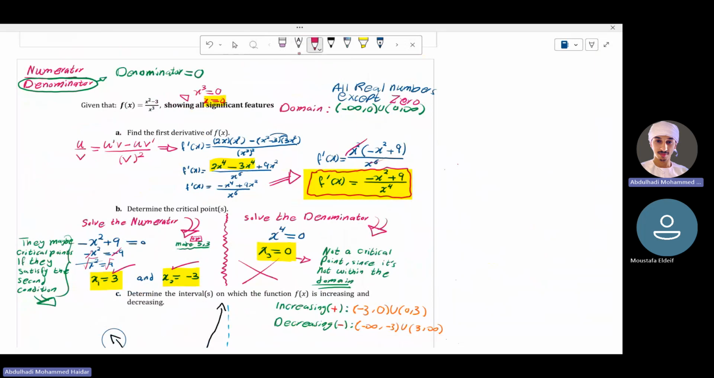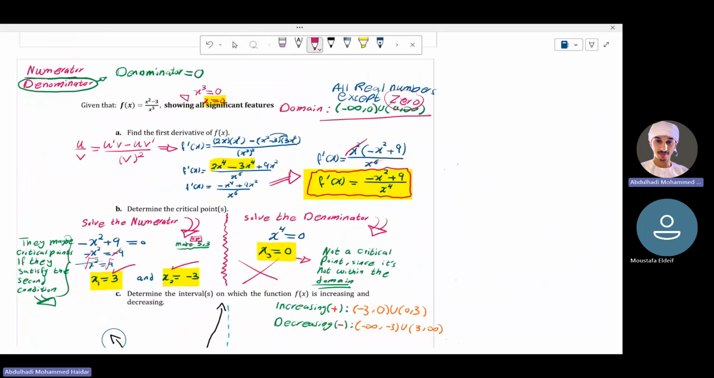So the domain is all real numbers except this solution, 0. Which means that if we substitute any number in your calculator, you will get a number. But if you substitute 0 here, you'll get an error. Why? Because it is not within the domain. It is an illegal number. So this is the domain.